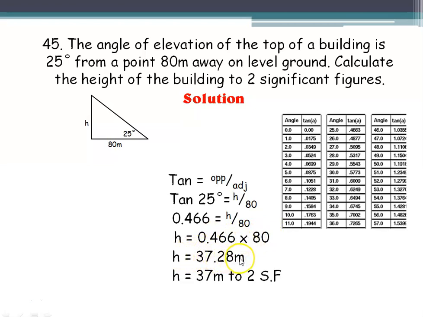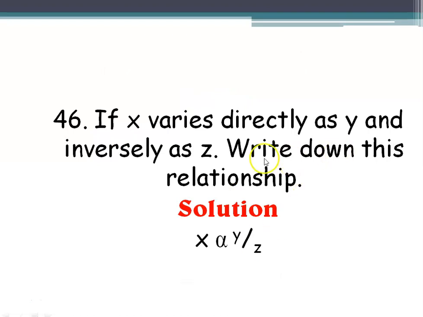So my H is 37.28 meters. But remember, the question says to two significant figures. This is the first significant figure. This is the second significant figure. The number after it is not up to 5, so I can't add 1 to this. I'll just leave it as it is, 37. So H is 37 meters to two significant figures. Is that taken? Good. Then I have question 46.